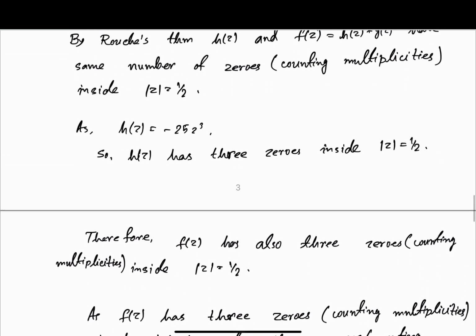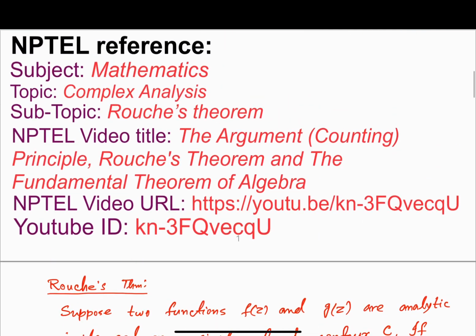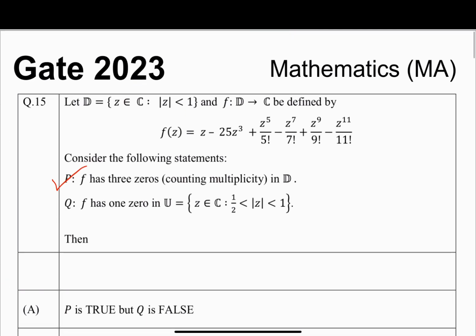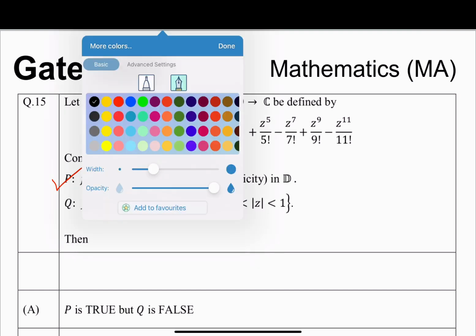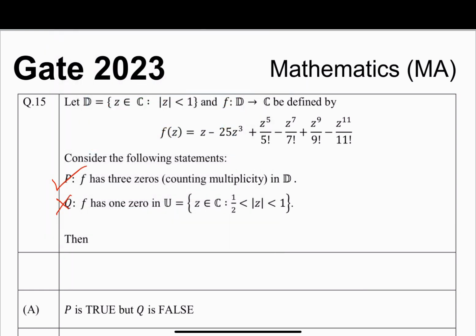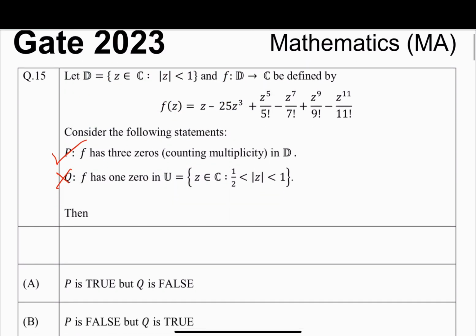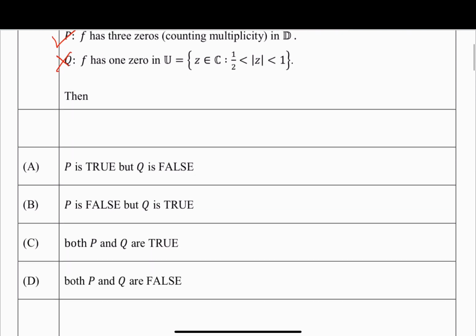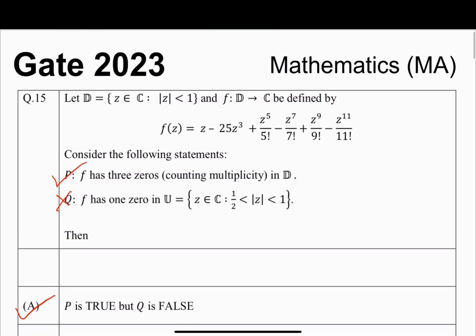So this is the second option. It is saying that f has 1 zero in the annulus, so this is false. So this is not correct. Q is not true. So therefore P is true, Q is false. So the first option is correct.